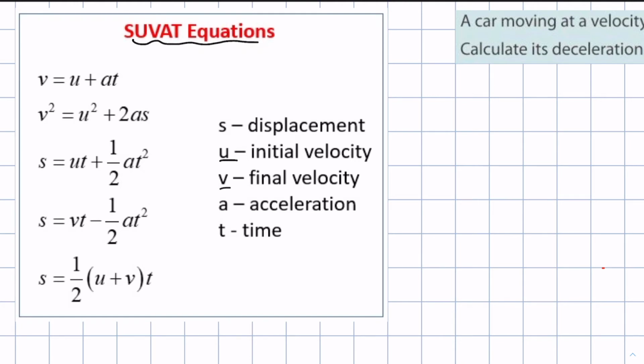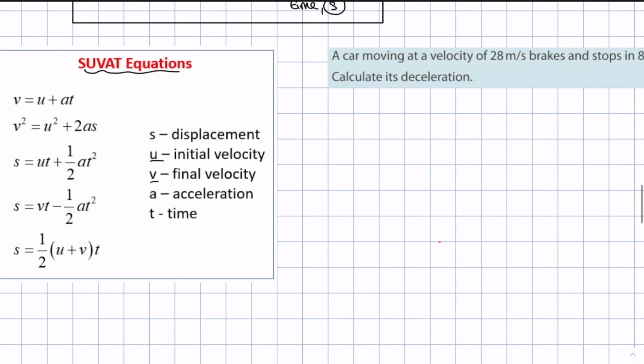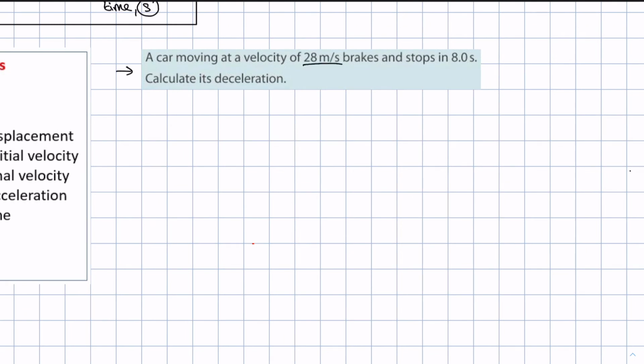Now I'm going to do one practice question to show you how you'd be applying this in the exam, and I would actually say that this is one of the harder questions that you'll see. A car is moving at a velocity of 28 meters per second. It then brakes and it stops in 8 seconds. Calculate its deceleration. Deceleration is essentially exactly the same as acceleration, but instead of speeding up, it's slowing down. So we say this is negative acceleration.